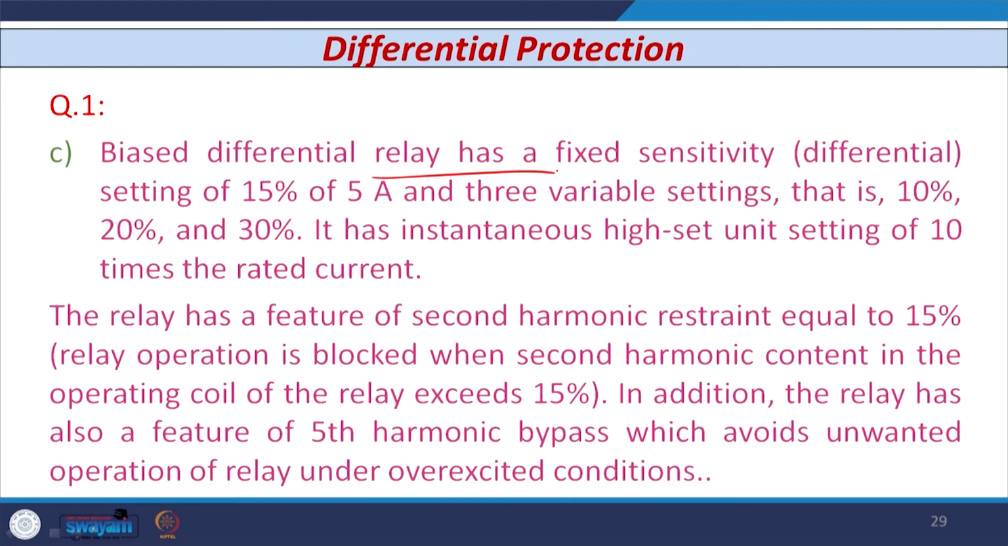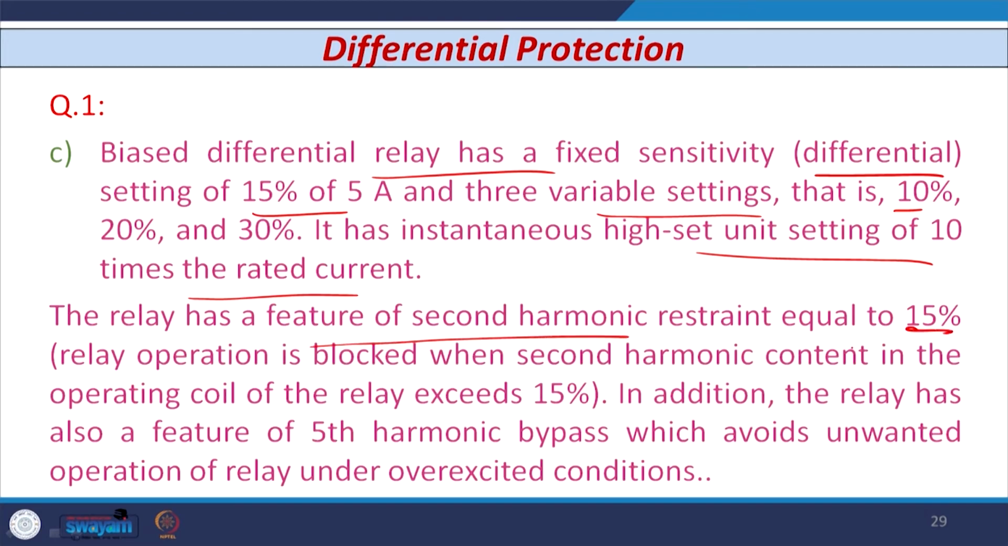The bias differential relay that is connected has two settings. One is the sensitivity setting, that is 15% of 5 ampere. It has three variable settings 10, 20 and 30, and the second setting, that is the bias setting, is also provided. It also has the high set instantaneous setting, which is 10 times the rated current or full load current of the transformer. The relay is equipped with a second harmonic restraint feature, that is if it exceeds 15%, the operation of the relay is blocked, and the relay also has a fifth harmonic bypass feature, which avoids unwanted operation in case of over excited condition.